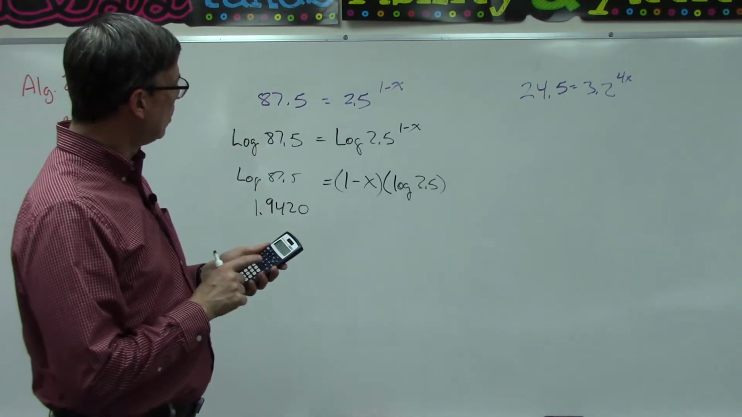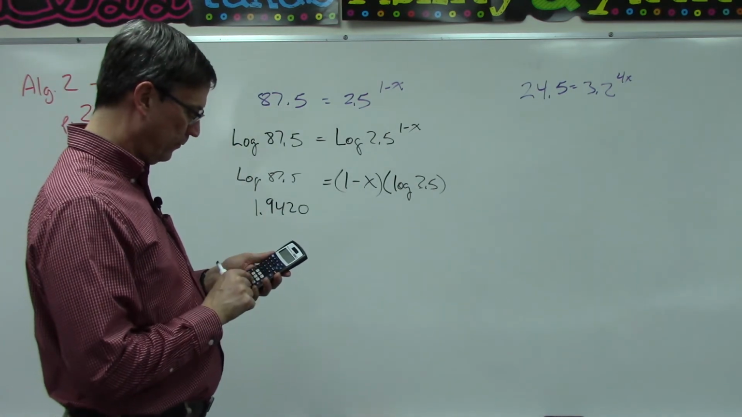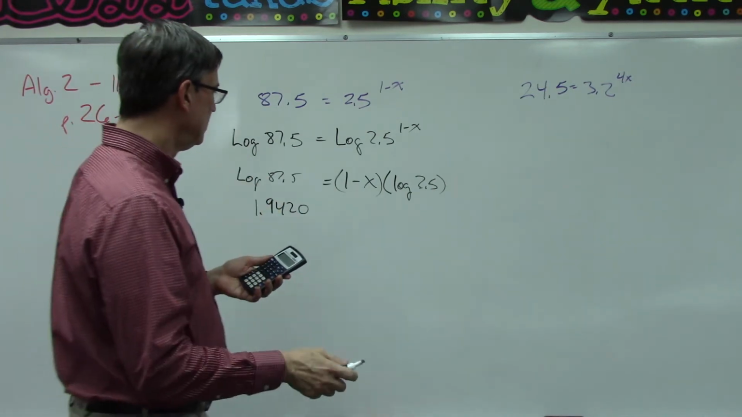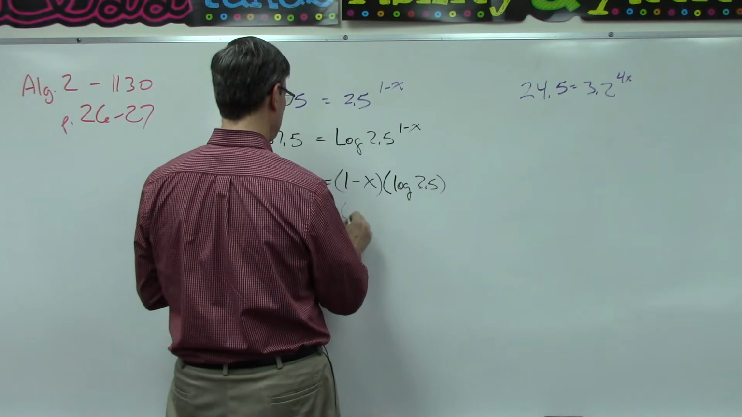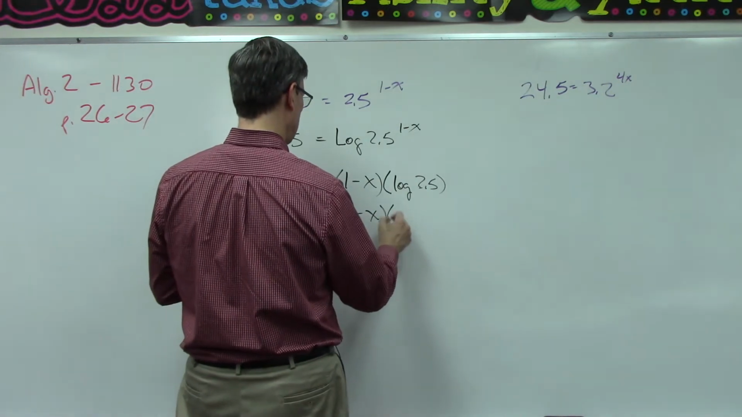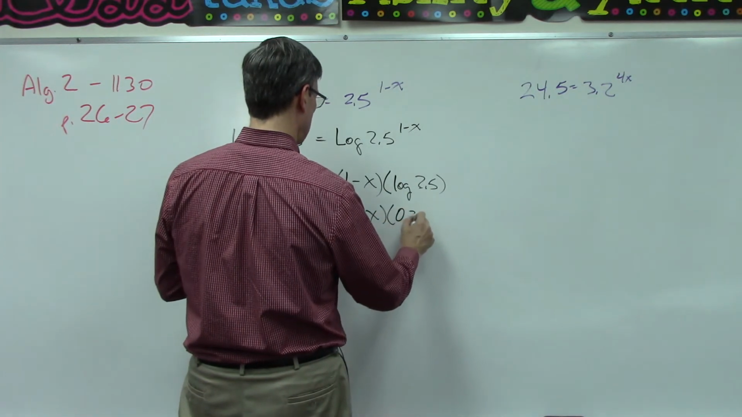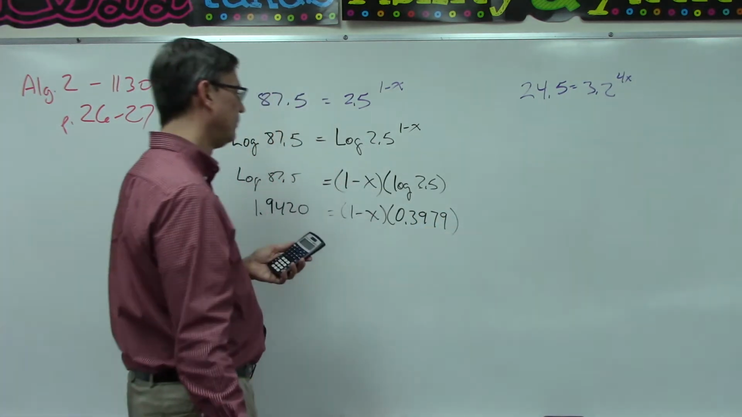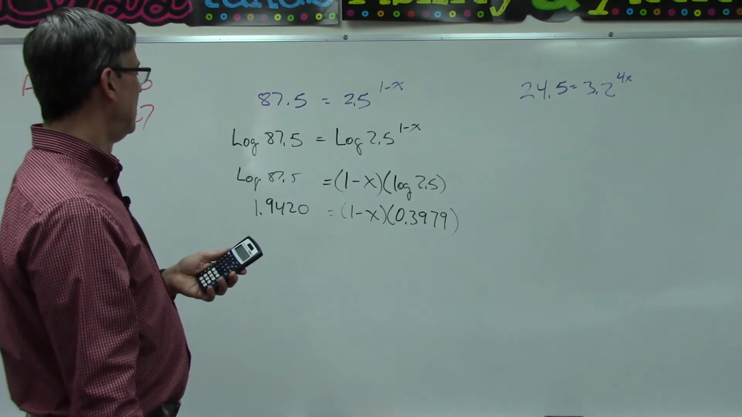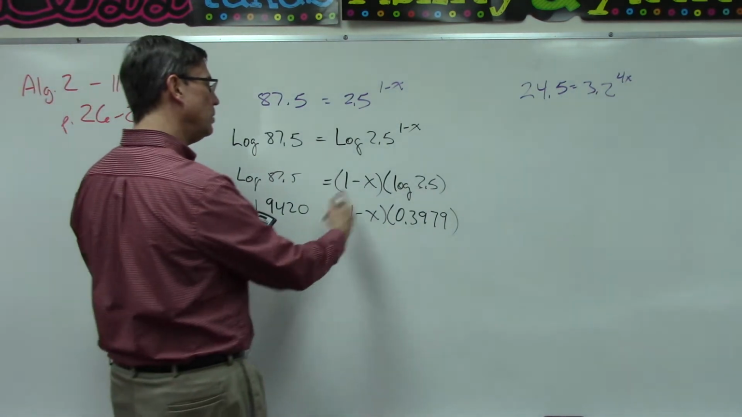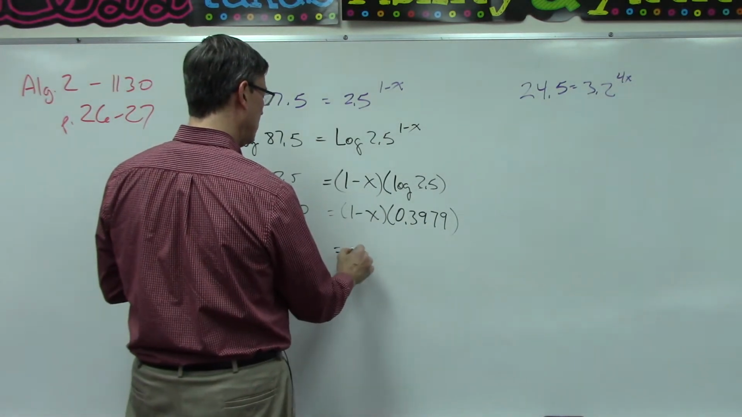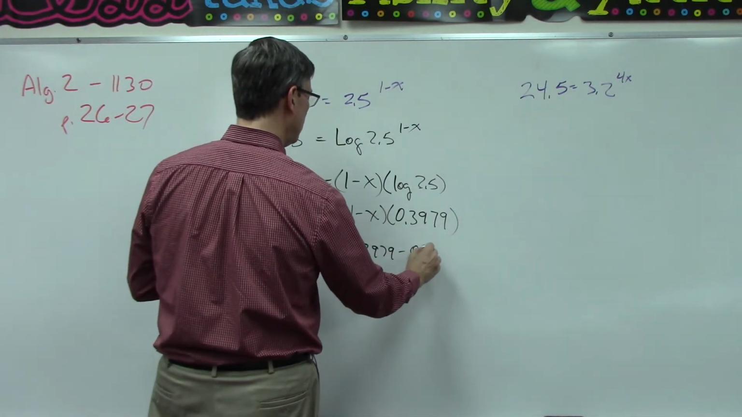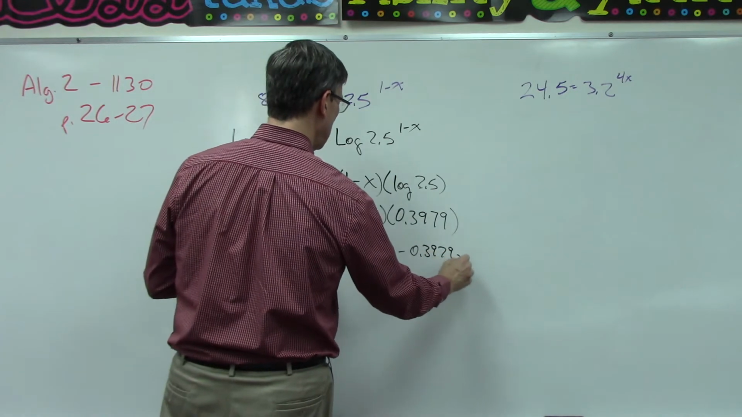All right, now we want to do the log of 2.5. And again, to 4 decimal places. 0.3979. All right. Now we're going to do distributive property. So 0.3979 minus 0.3979x.